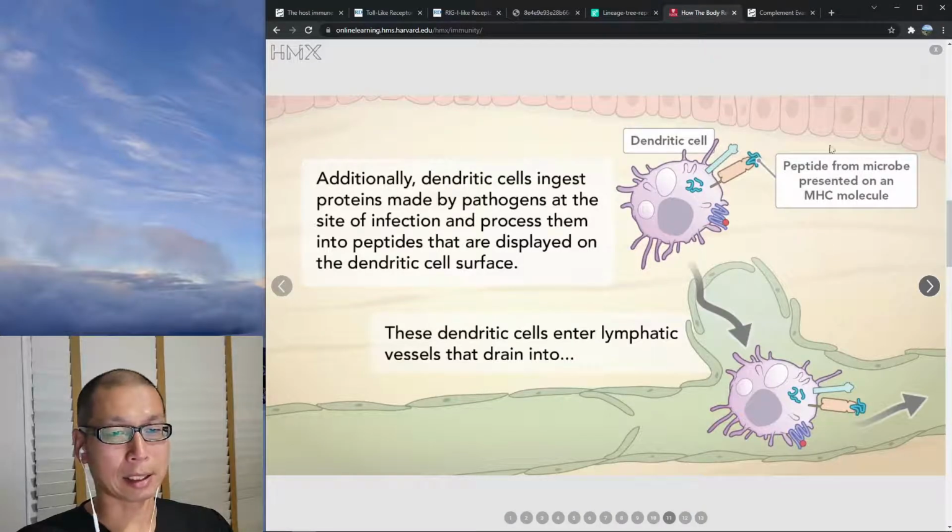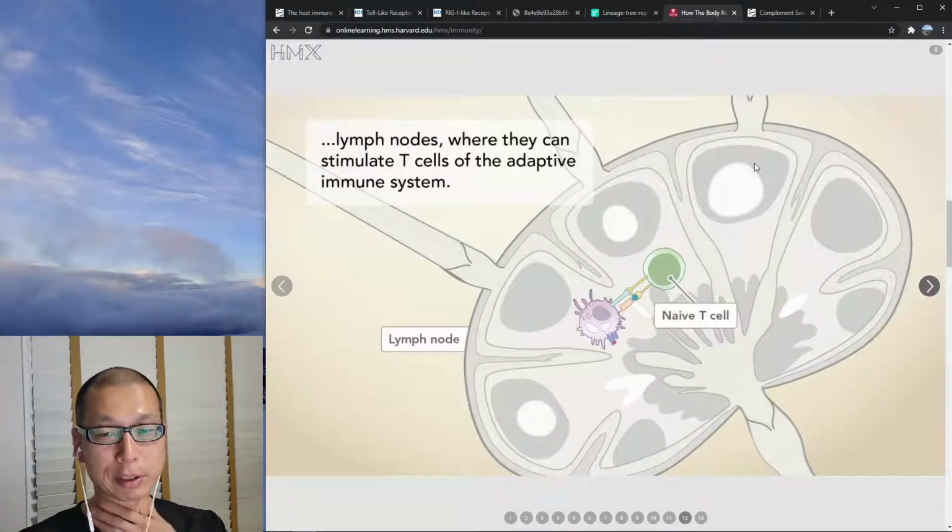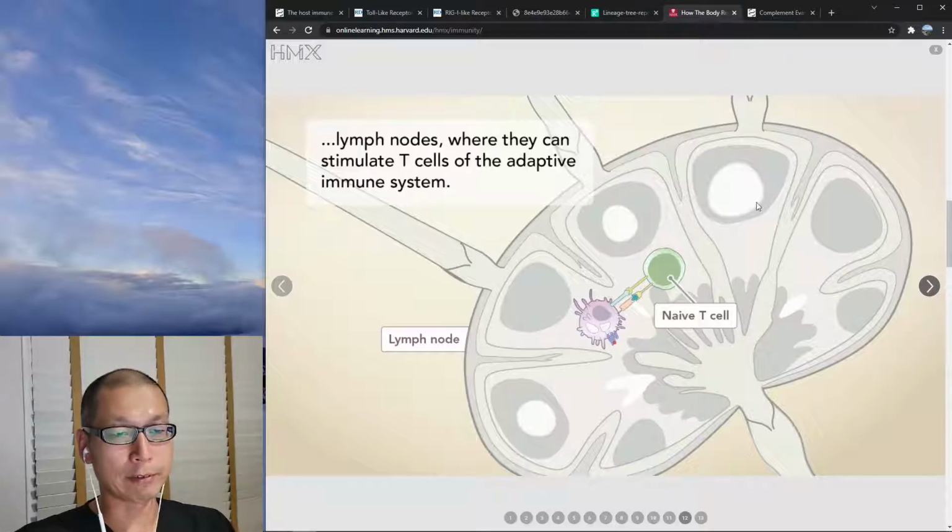So here's a dendritic cell. It got a peptide, so it has a little piece of the virus or the bacteria, and now it's going to go into the lymphatic system, and it goes to a lymph node. Lymph nodes are the bumps you feel in your neck or in your armpits or in your groin when you get sick. In the lymph nodes is where the lymphocytes hang out.